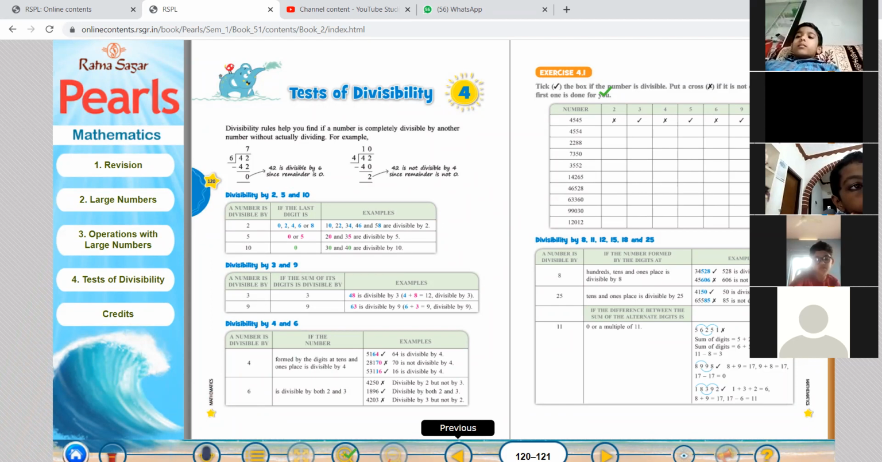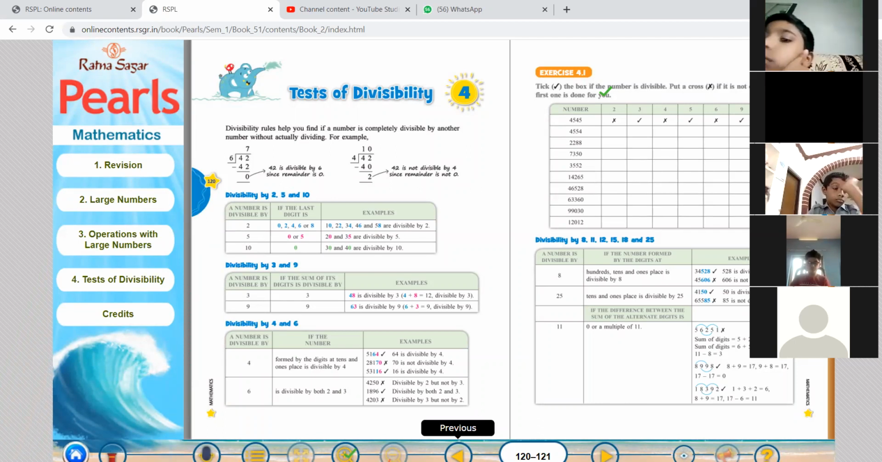Okay. And after that, we have discussed the divisibility of a number by 8. A number is divisible by 8 if the hundreds, tens and ones place form a number divisible by 8. That is the last three digits. If the number formed by the last three digits is divisible by 8, then what did we say? The number is divisible by 8.